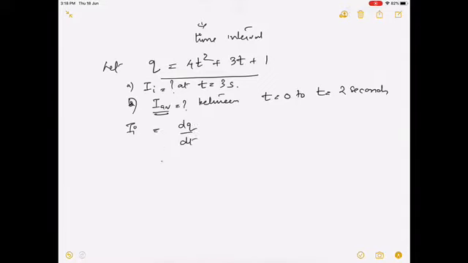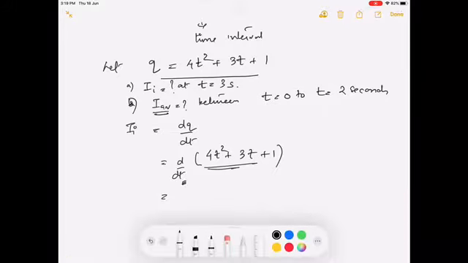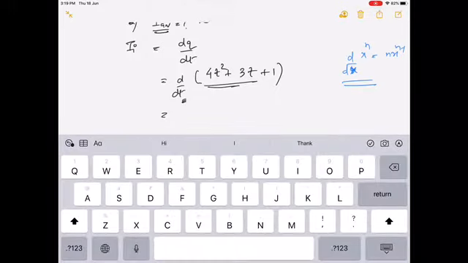So now instantaneous current is equal to, just now I told you, dq by dt, or you can write d by dt of q. Q is 4t square plus 3t plus 1. That is, you have to differentiate with respect to time. Now you know the general formula of differentiation: d by dx of x to the power n can be written as n x to the power n minus 1. In class 11th also you must have studied differentiation as well as integration.